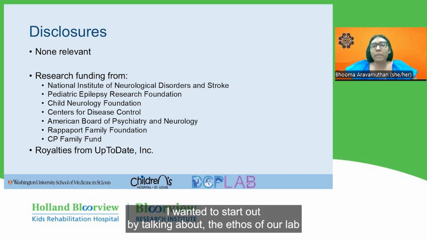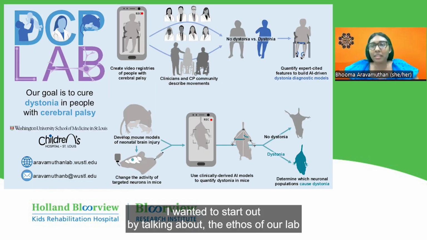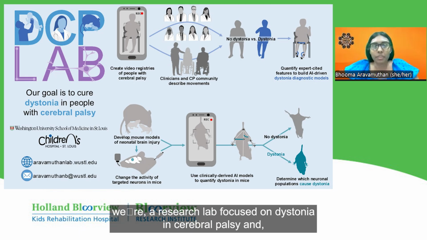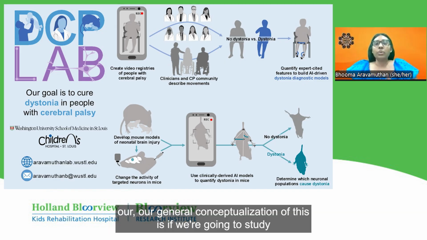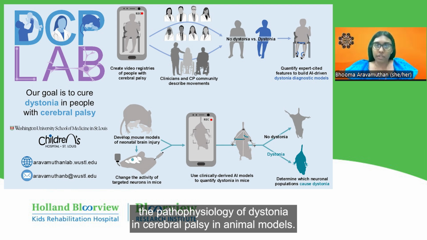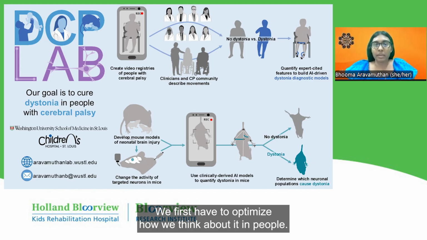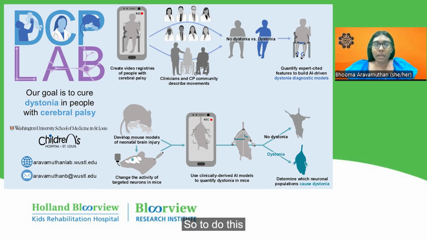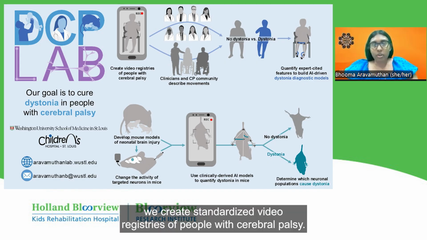I wanted to start out by talking about the ethos of our lab. We're a research lab focused on dystonia in cerebral palsy. Our general conceptualization is that if we're going to study the pathophysiology of dystonia and cerebral palsy in animal models, we first have to optimize how we think about it in people. So to do this, we create standardized video registries of people with cerebral palsy.